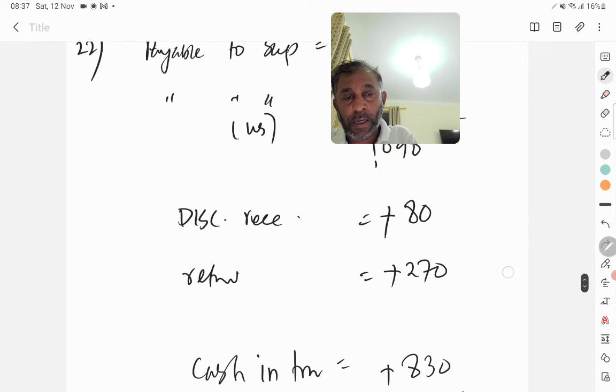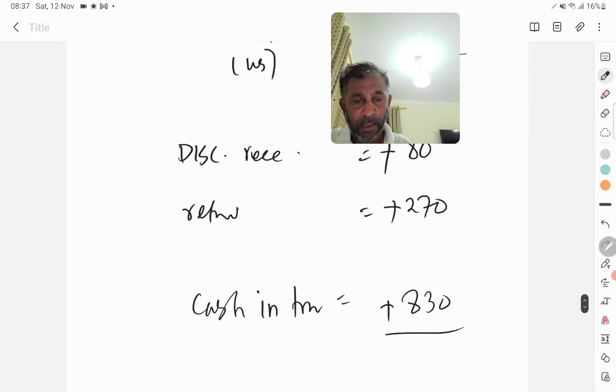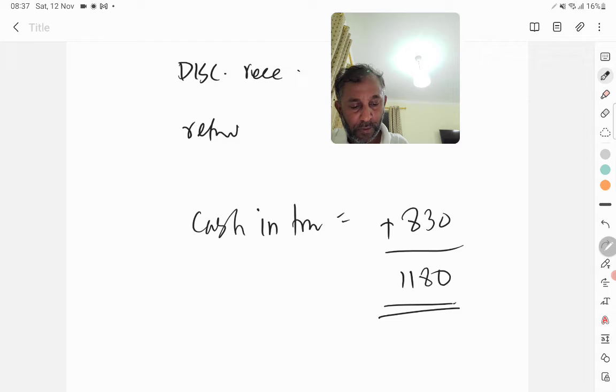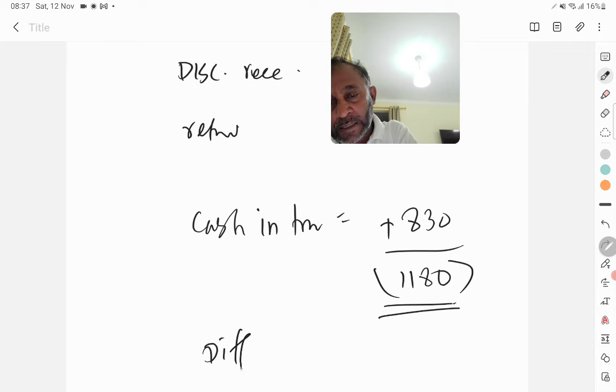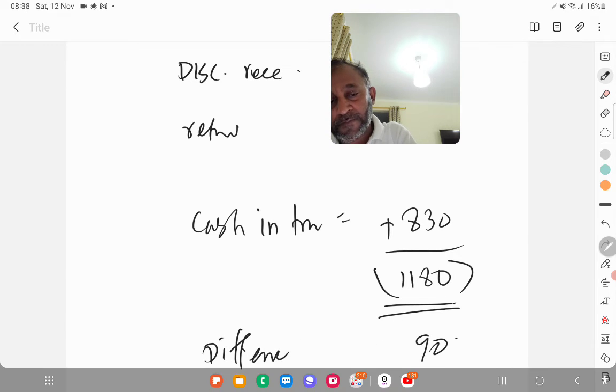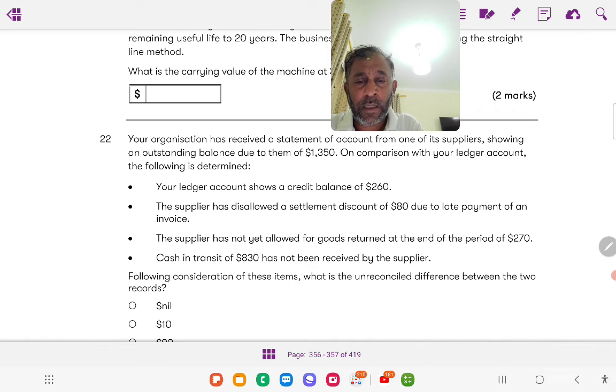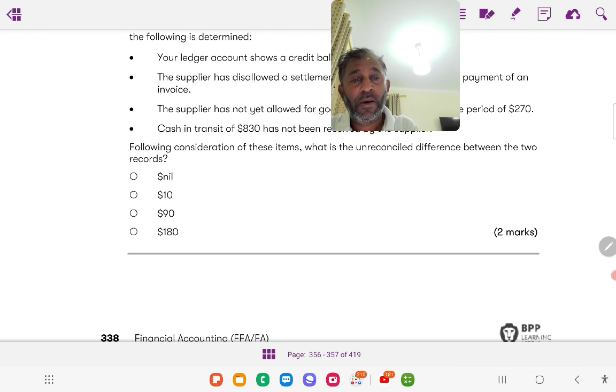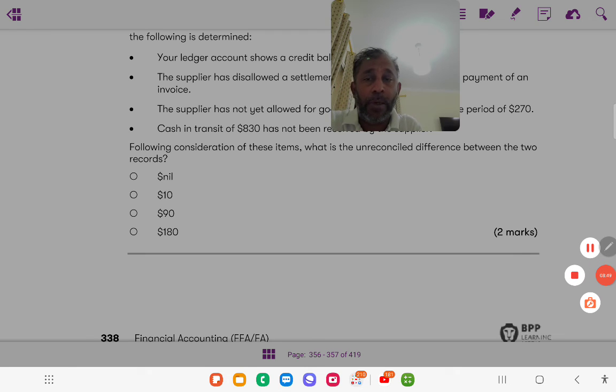So if you add all these three, 80 plus 270 plus 830, that is 1,180. So minus 1,090. So the difference here, the unreconciled difference, is 90. The question they're asking is, following consideration of these items, what is the unreconciled difference between the two records? That is 90.